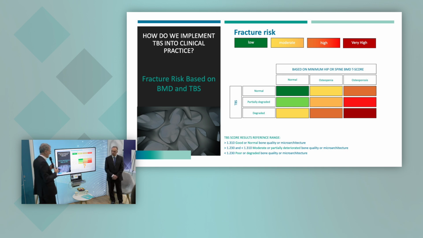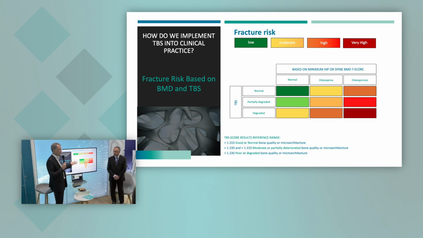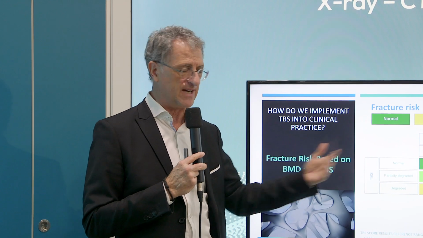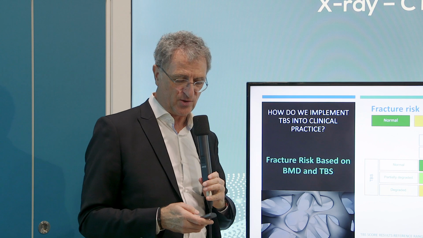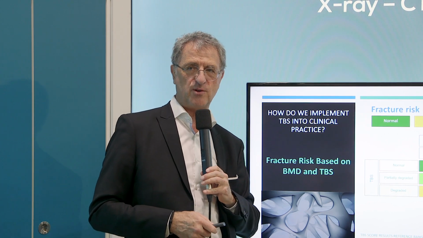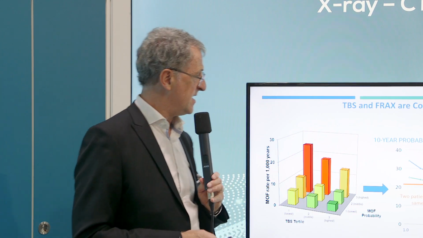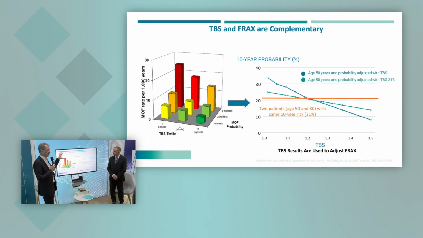So obviously, if you have someone with osteopenia and a low structure, you have to wonder why. Is there an underlying cause of osteoporosis and so on? So you will just try to find the reason why the patient is at very high risk. Combining the density and the structure is one thing, but we all have FRAX now. So can TBS add on top of FRAX?